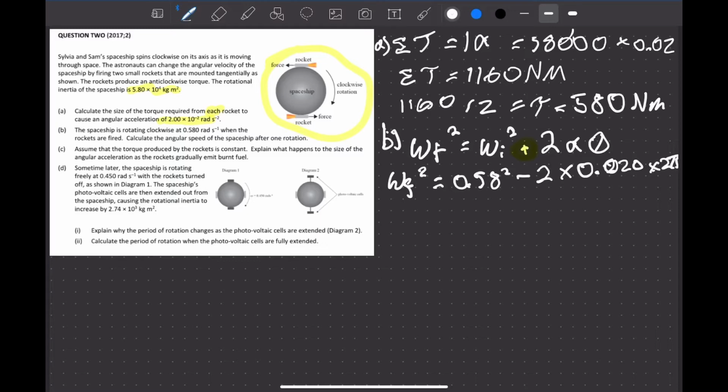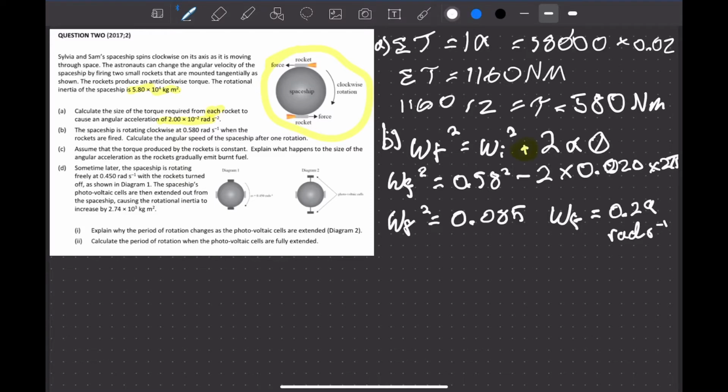So with that information, we can then plug that in, calculate that, and we get omega final, or angular velocity final, squared equals 0.085, meaning that our omega final, when we do our calculations, will equal 0.29 rads per second. Okay, so that's B.